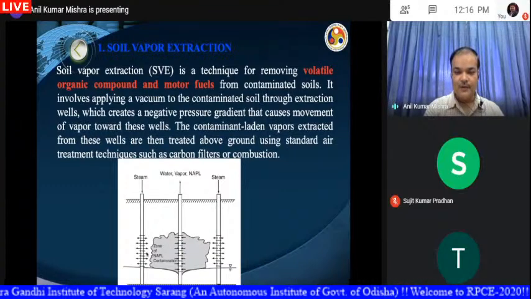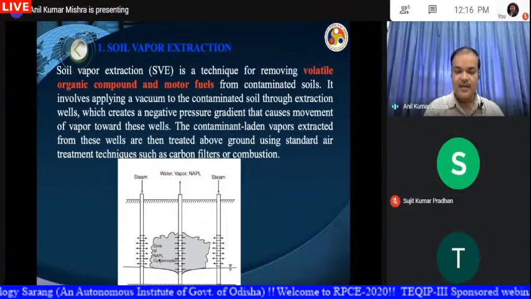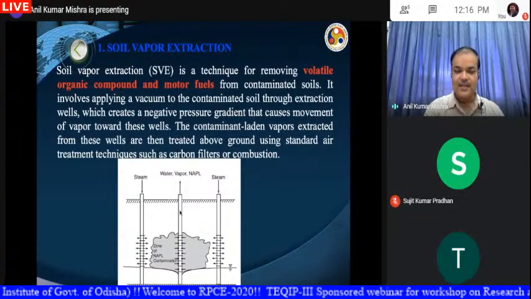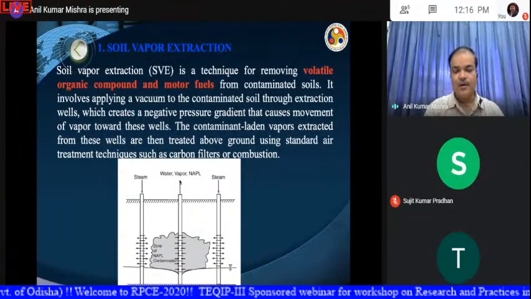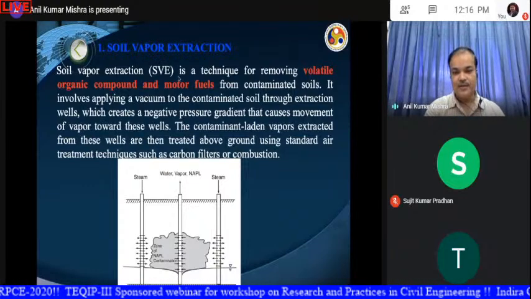And when the steam moves along, the naphtha or the organic contaminants can get vaporized and move along with it, and can be extracted using this extraction well. So this is called the soil vapor extraction method.